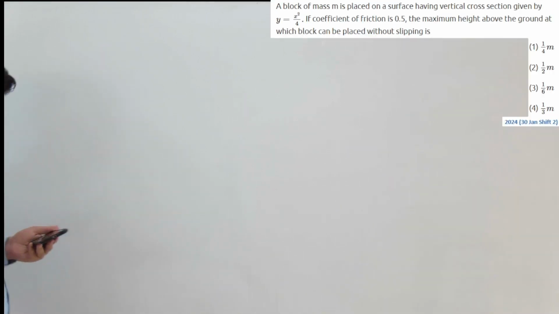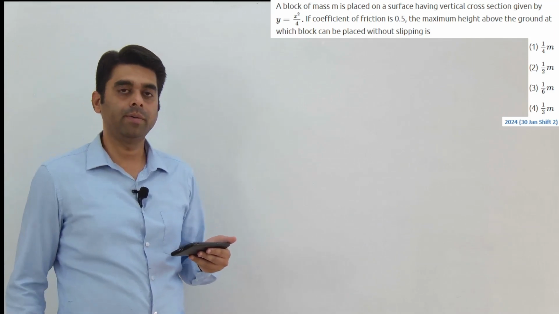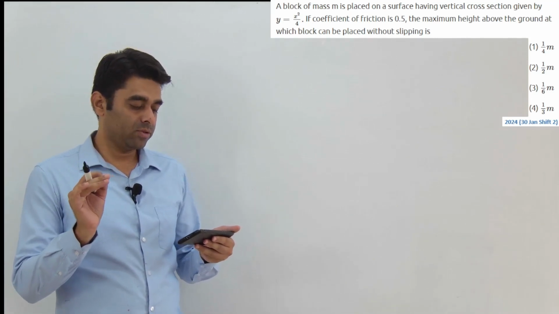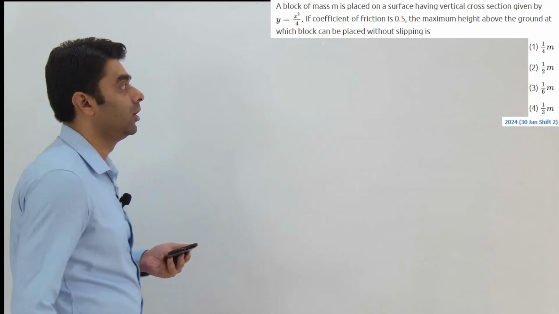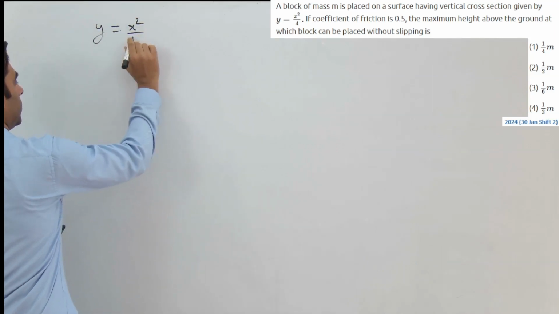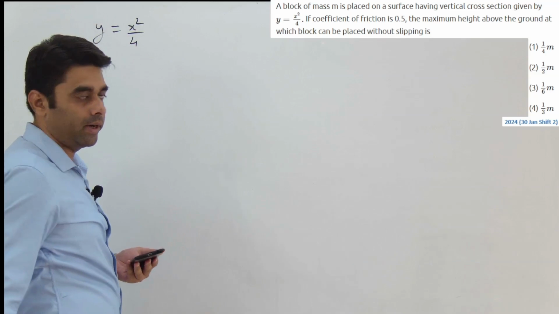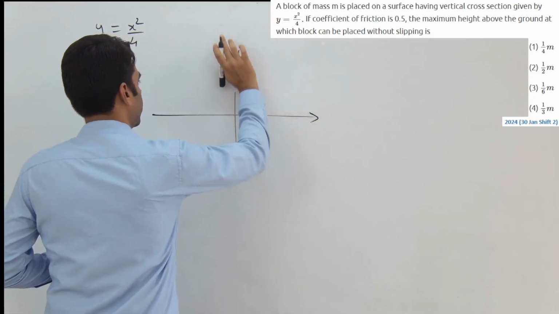Okay. Next, 30th January shift 2. It's a good question. Let's take a look at it. A block of mass m is placed on a surface having vertical cross section given by y equals x square by 4. As you can see, this is a parabolic equation, right? So if we draw the curve for this one, it will come out something like this.